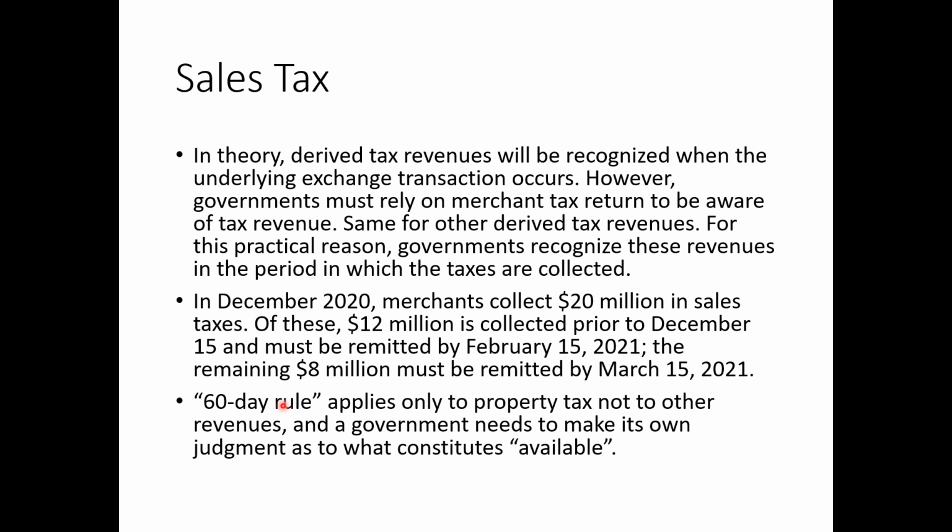So in this case, the 60-day rule applies only to property tax, but not to other revenues, generally speaking. And the government needs to make its own judgment as to what constitutes available. Some may say 12 million should be available, and others may say 20 million will be available. So it really depends.